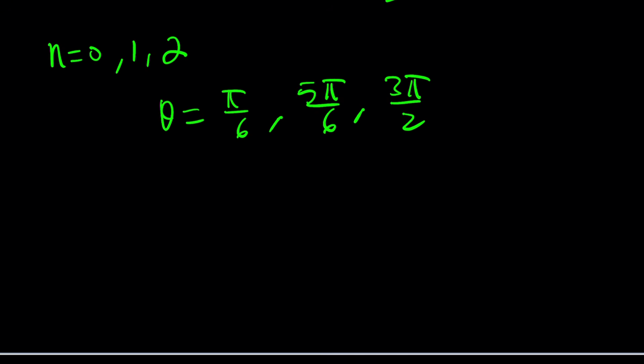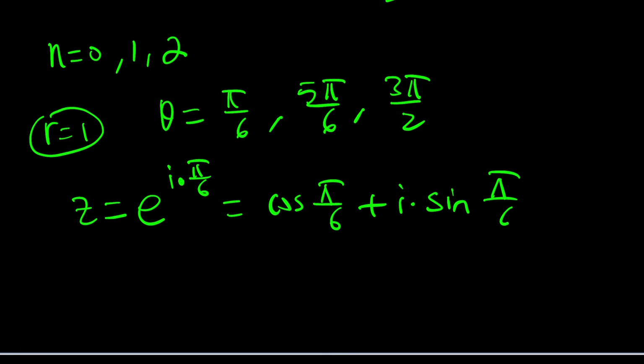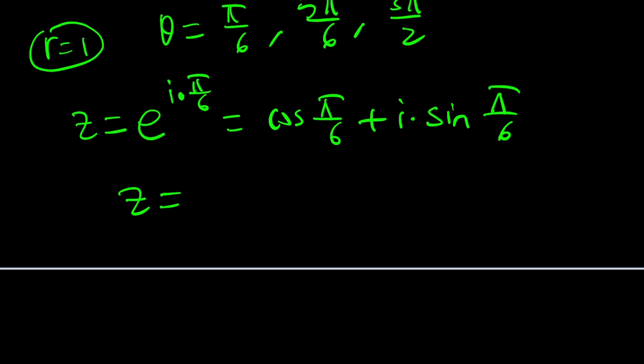And if you look at each one of these, remember that r is equal to 1, so z is going to be e to the power iπ/6. By the way, this can be written as cosine π/6 plus i times sine π/6. And if you look at the values, this is going to be cosine of 30 degrees, which is root 3 over 2, plus 1/2 times i.